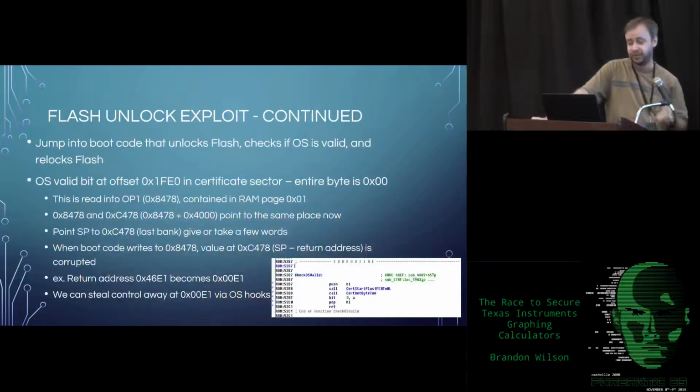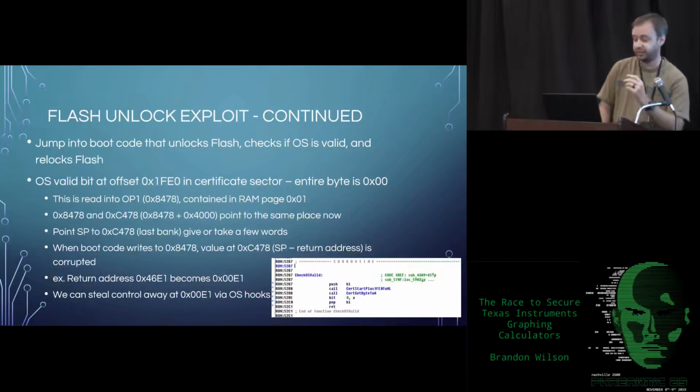So what we need to do is find a section of the OS or the boot code that unlocks flash, writes a value into the third bank, which is where system RAM is, and then attempts to relock flash back. And as luck would have it, there is a very convenient block of code that does that. There is a particular bit, and in fact an entire byte, of the certificate region of flash that holds whether the OS is valid or not. If it's valid, as it usually is because you're running code on it, the value will be 0.